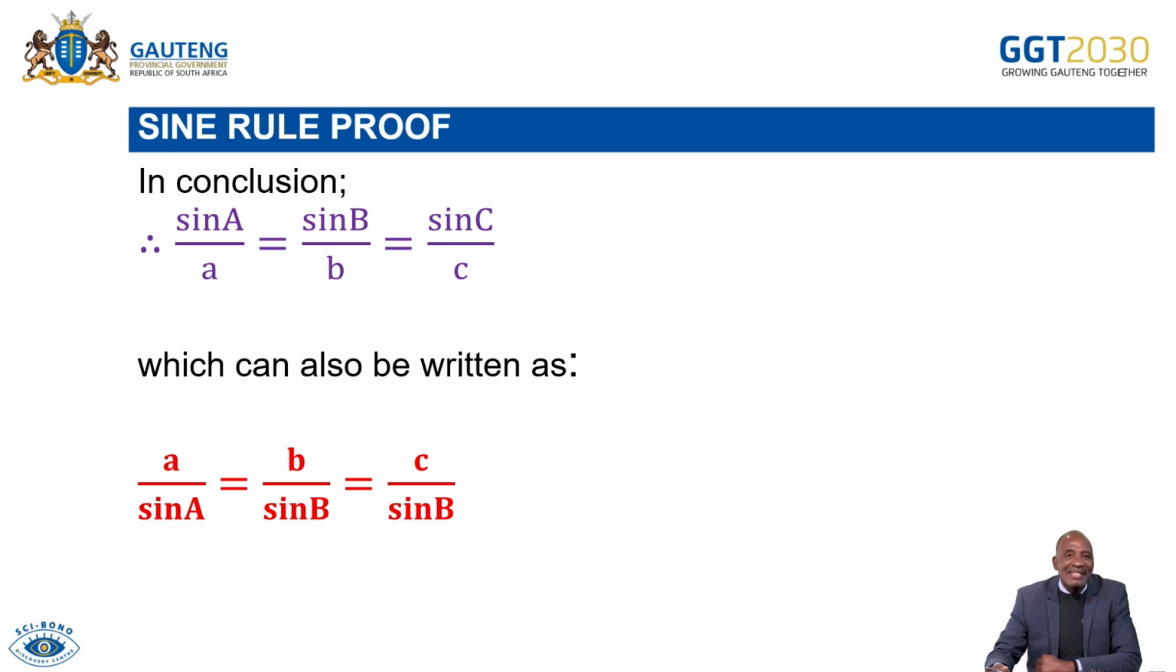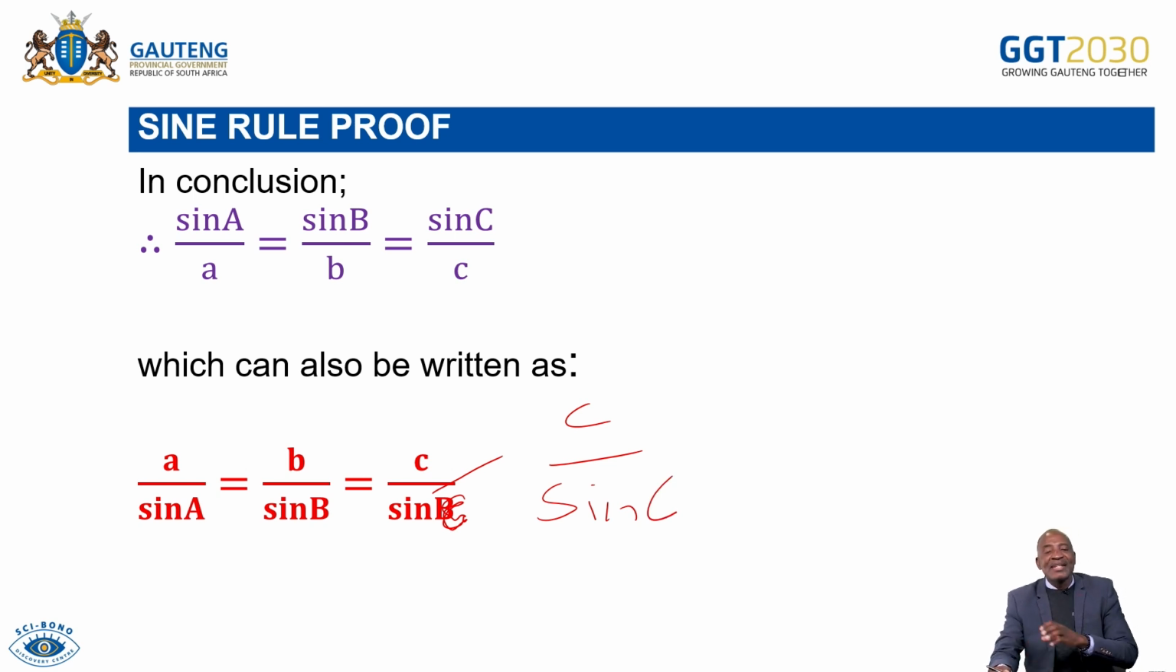Then these same ratios can be written by starting with the sides. Side A divided by sine of angle A is the same as side B divided by the sine of angle B, which is the same as side C divided by sine of C. This was actually an error earlier. It should be C over sine of C. Right, so this is what we mean by the sine rule.